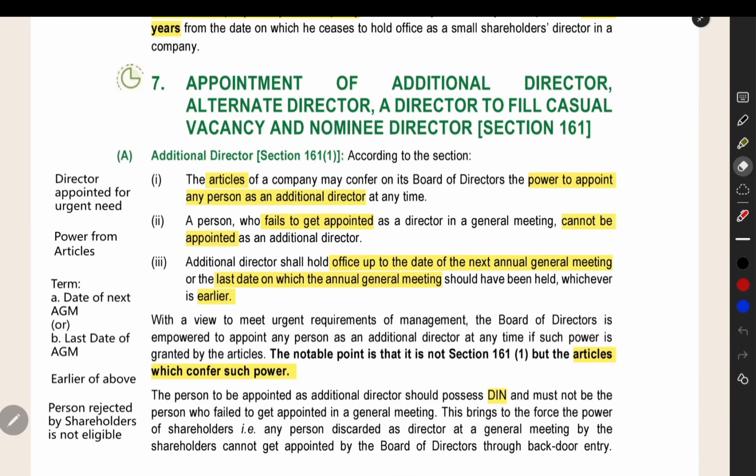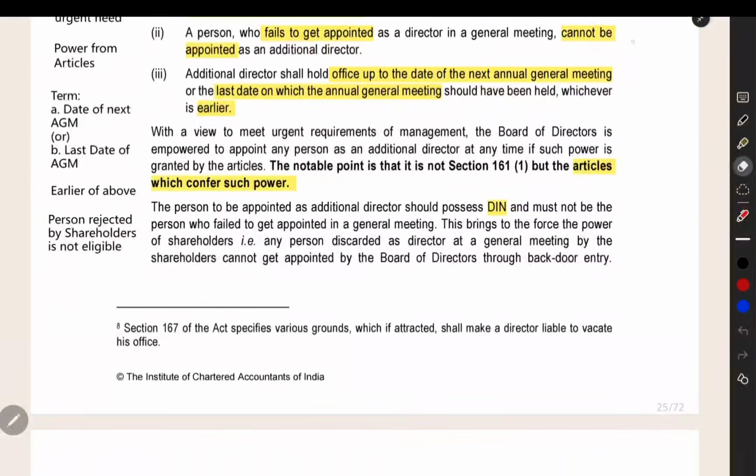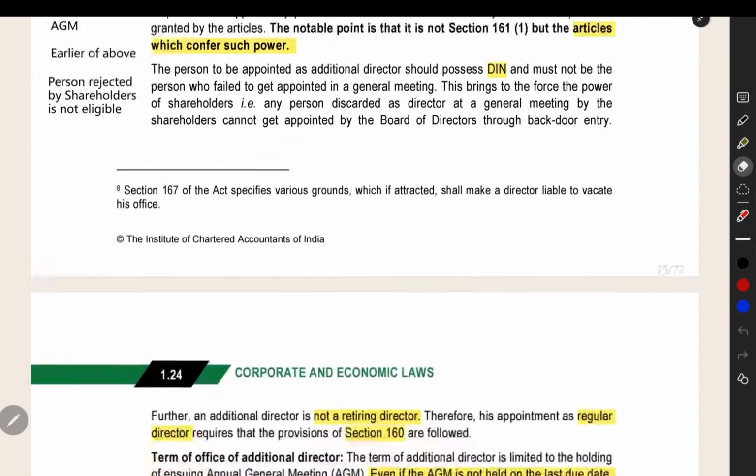Additional director. This type of director is appointed to meet an urgent need for working requirement. We want more directors to work, but we cannot wait for the general meeting to appoint them. We can appoint them for urgent need. This power we get from the articles of association of the company. If the articles do not give you that power, you cannot make that appointment. And then the term of such additional director will be the date of the next AGM or the last date on which the AGM should have been held, whichever is earlier. The earlier date will be the maximum term for which the additional director will hold the office. If a person is rejected by the shareholders, then we cannot appoint that person as an additional director.